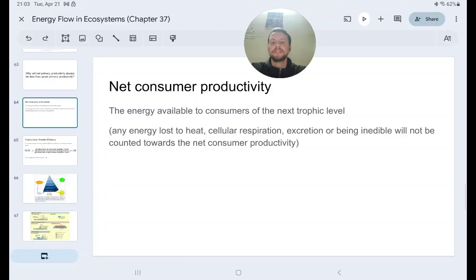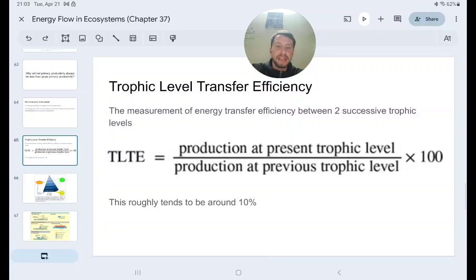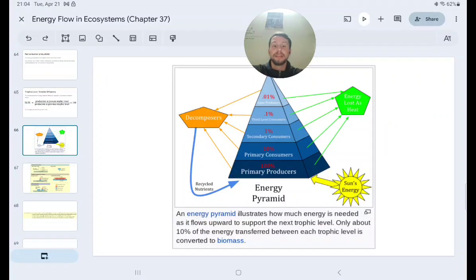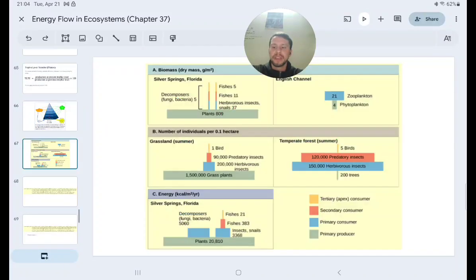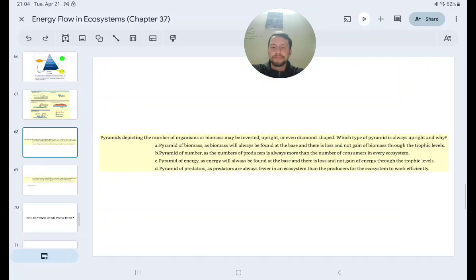So net consumer productivity is the energy available to consumers of the next trophic level once they eat the thing from the level above. And so the measurement of energy transfer efficiency between two successive trophic levels is the production at the present trophic level over the production at the previous trophic level times 100%. In other words, how much energy is in this trophic level over the previous trophic level. This is roughly about 10%. So in each trophic level, 90%-ish of the energy is lost, and only 10% makes it into the next trophic level. Here are some examples. Every time you go up in trophic level, most of the energy is lost. Most of the energy doesn't make it from the trophic level below.